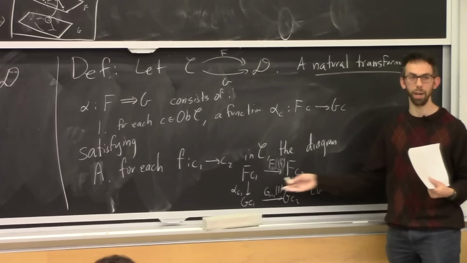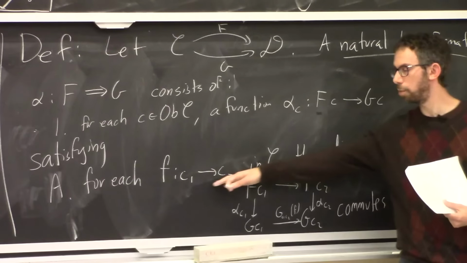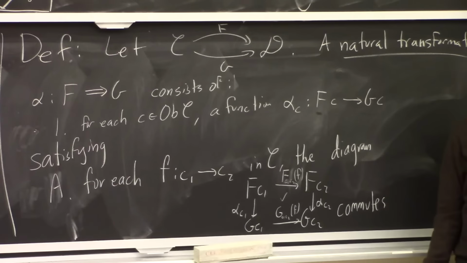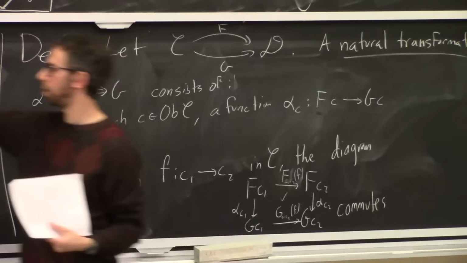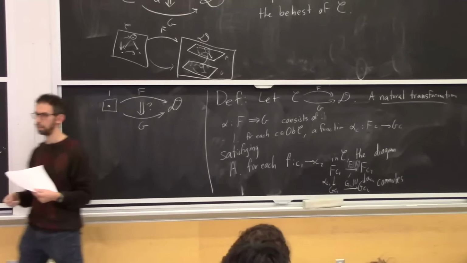So I have a whole square for every morphism. For every object, I get a morphism. For every morphism, I get a square. And I want all those squares to commute. And then I have a natural transformation. So what is a natural transformation from F to G in this case?